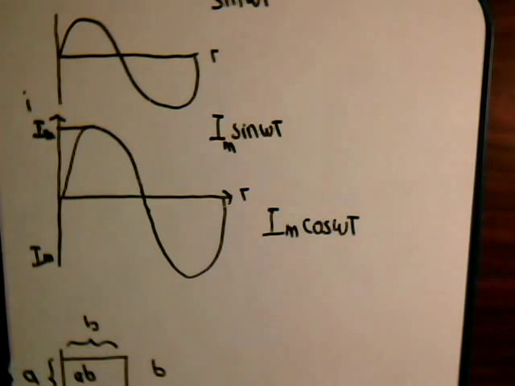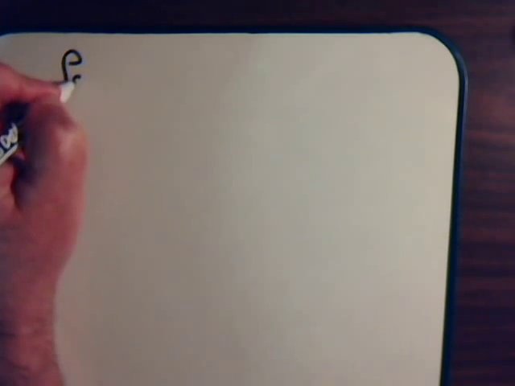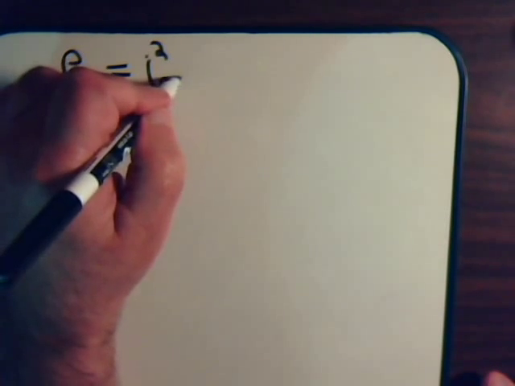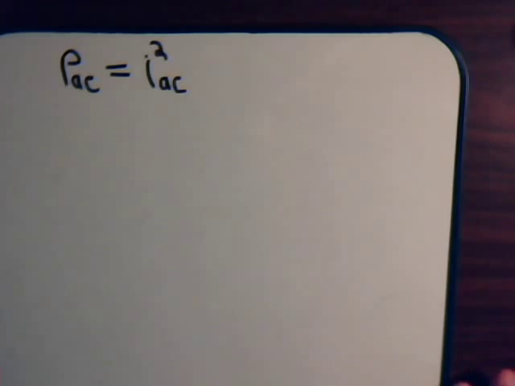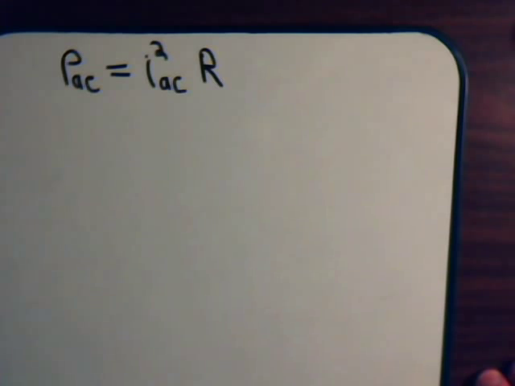But now, when we're talking about power, then of course it's not just the current, but it is the current squared that we're interested in. So we can say that the alternating power from the alternating current source is equal to that alternating current squared times the resistance.